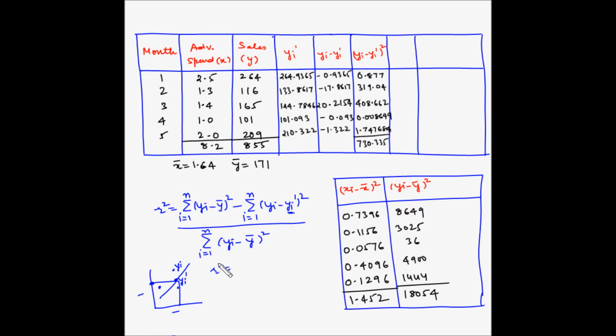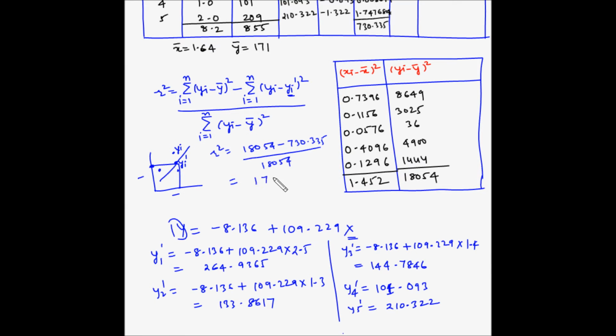Now let's substitute these values in this formula. So r square is equal to the sum of yi minus y bar square, which is 18054, so 18054 minus the sum of yi minus yi dash square, which is 730.335, divided by again 18054. So this is equal to 17323.665 divided by 18054, which is equal to 0.96. This is the value of r square.